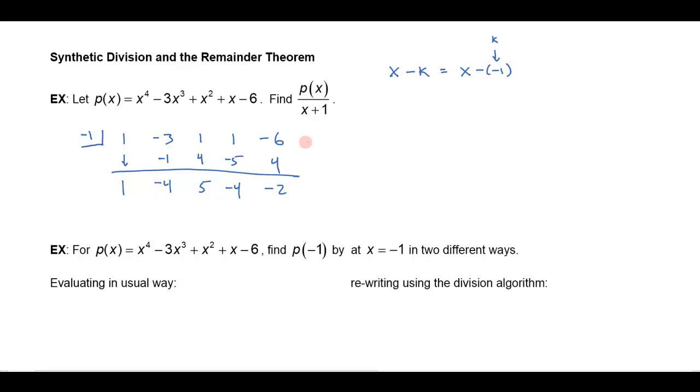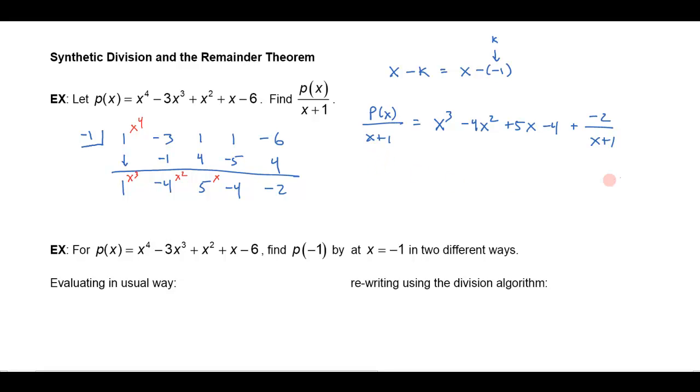Okay, so when I divide this, I've got that p of x divided by x plus 1 is going to equal, well, let's see, I started with x to the 4th, and when I divide by x plus 1 I'll reduce the power by 1, so this is x cubed, and this is x squared, and this is x. This is a constant, and that's my remainder. So I've got x cubed minus 4x squared plus 5x minus 4, and then I could write the remainder over the divisor. Okay, so when I divide that out, I get this.